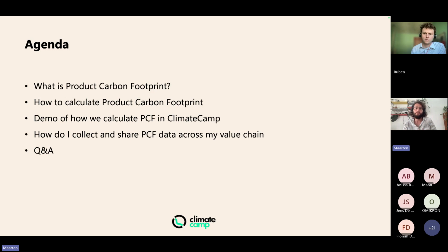Then afterwards, we're going to quickly touch on how do I collect and share PCF data, because calculating PCF data is all good and well, but if you don't share it with your customers or if you don't collect it to improve your data granularity, there is not much use to calculating PCF if you don't use it. And then we'll move on to the Q&A section, where you can ask questions from me or Ruben with regards to the platform, with regards to PCF, or if you have different opinions on how certain calculations are done.